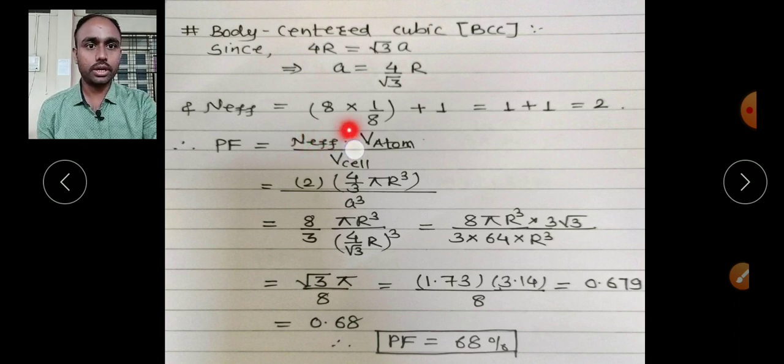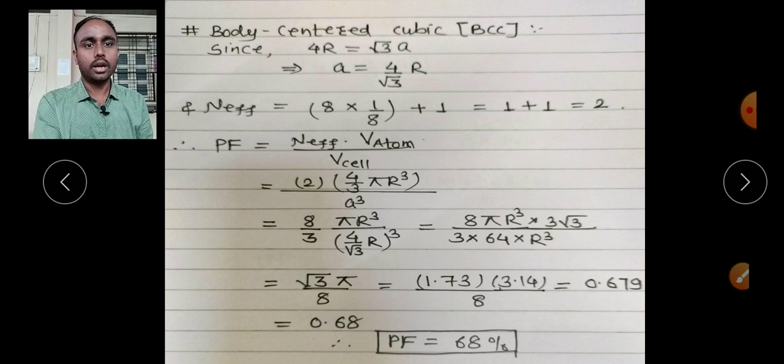So therefore, N effective into V atom divided by V cell, V for volume, N effective for effective number of atoms. So, effective number of atoms, substitute there 2, volume of one atom, because atom's radius is R and it is spherical in nature, that is why it is 4 by 3 pi r cube. Everybody knows the volume of a sphere, and volume of cell in the denominator, because the cell is cubic in structure and whose side is a, therefore a cube.